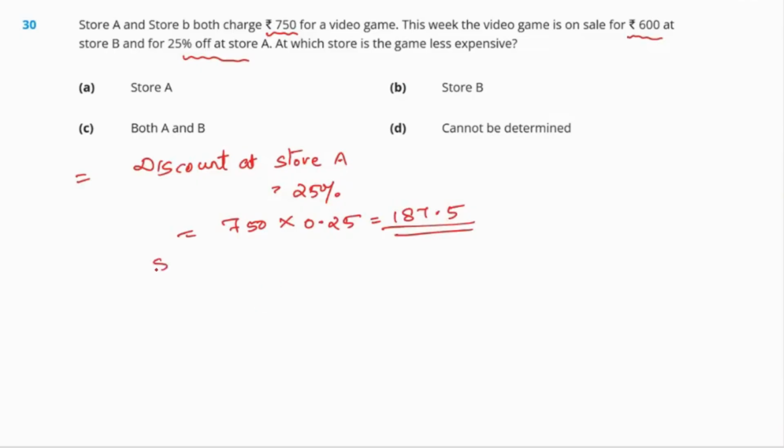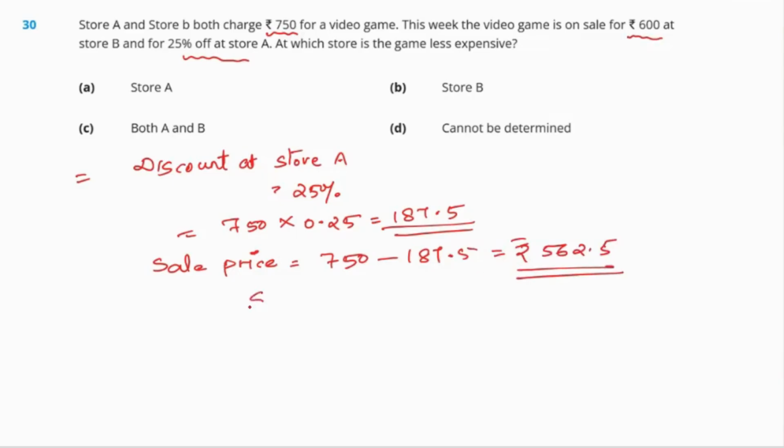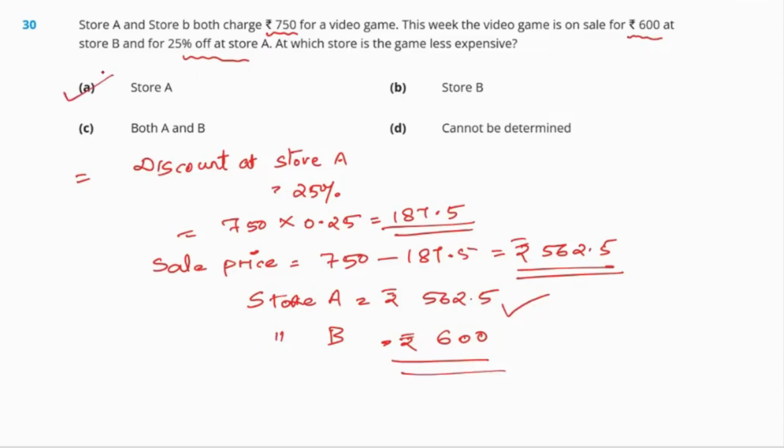So what will be the sale price here? We have to subtract the discount amount from the original. 750 rupees is the original amount, and we subtract the discount 187.5. So we will get rupees 562.5. So store A it is rupees 562.5, and store B it is rupees 600. In which store is the game less expensive? Yes, in store A the game is less expensive. So the correct option is option A, that is store A.